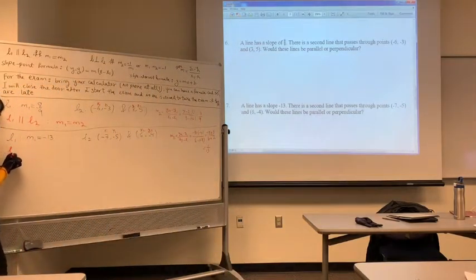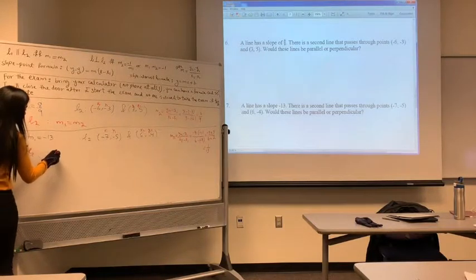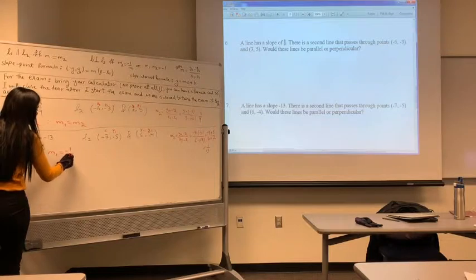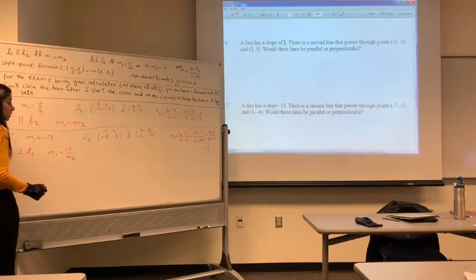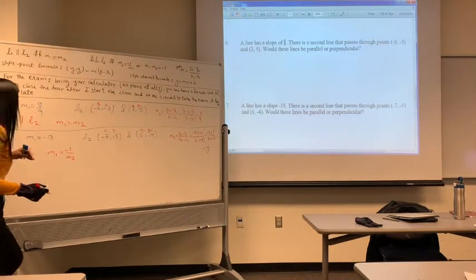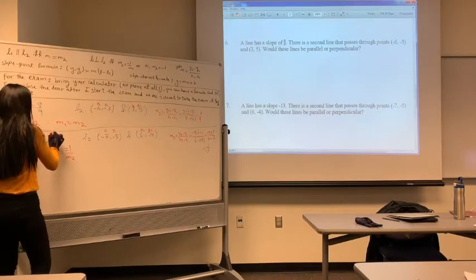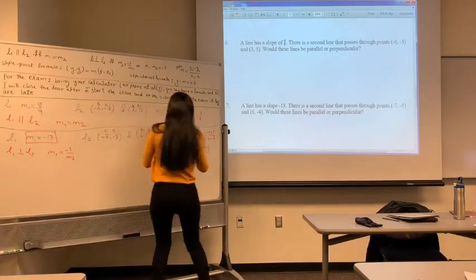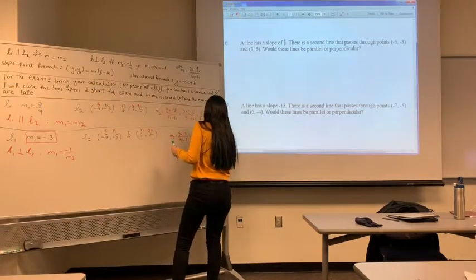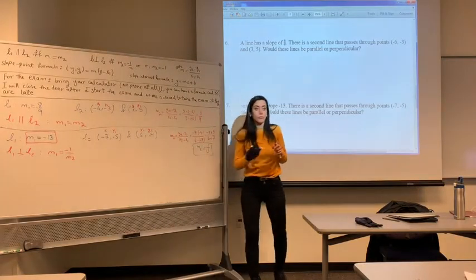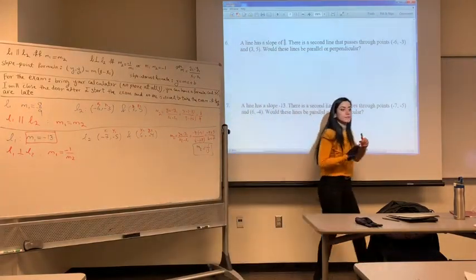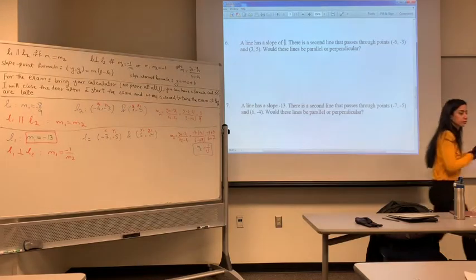So L1 is perpendicular to L2 because L1 is negative 1 over M2. That's it. This is M1. This is M2. Do you have any question? Do you have any question?